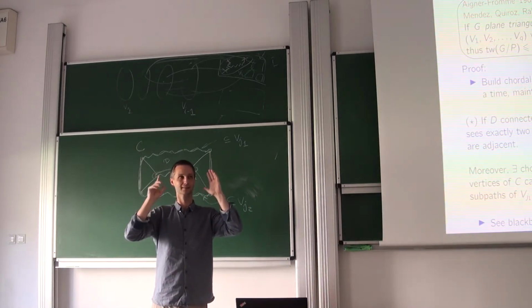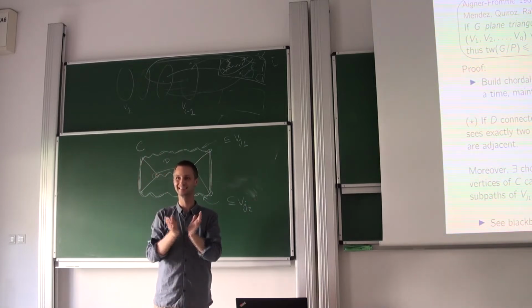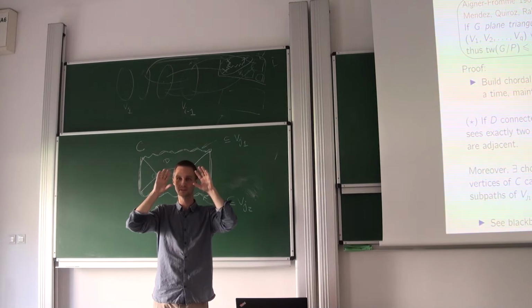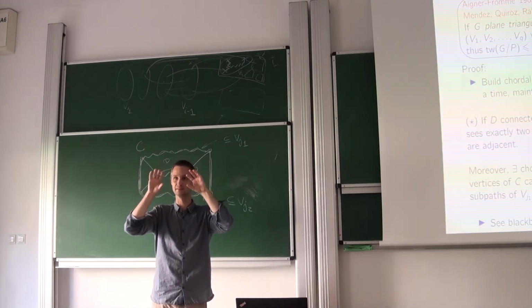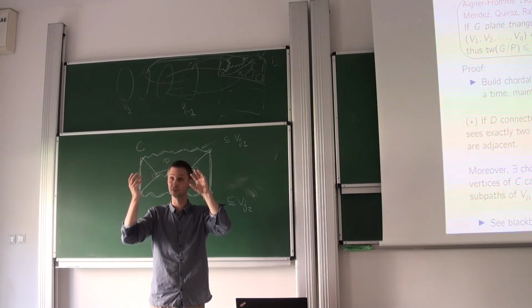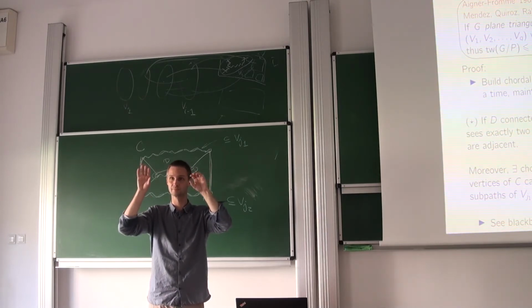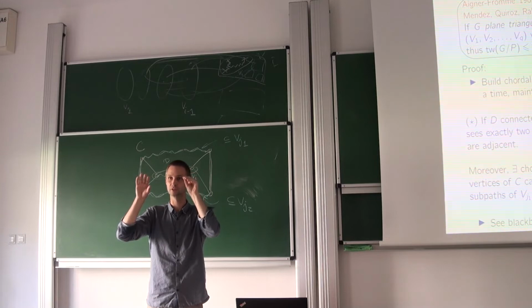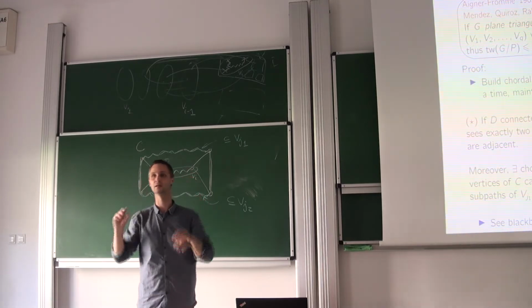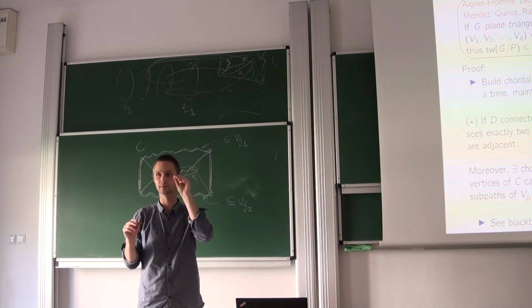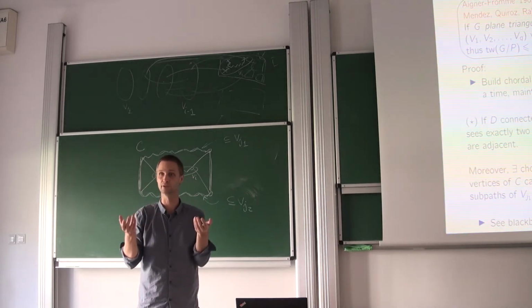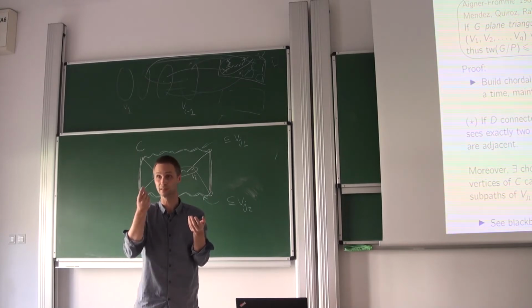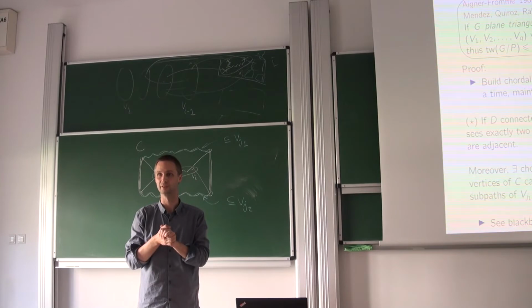The sketch would be: picture your chordless cycle. Now, look at the graph induced by what's strictly inside. By contradiction, assume it's not connected. You have a bunch of connected components. For each connected component, you are going to iteratively contract edges until each connected component drops down to a single vertex. When you contract an edge in a plane triangulation, you stay a plane triangulation.